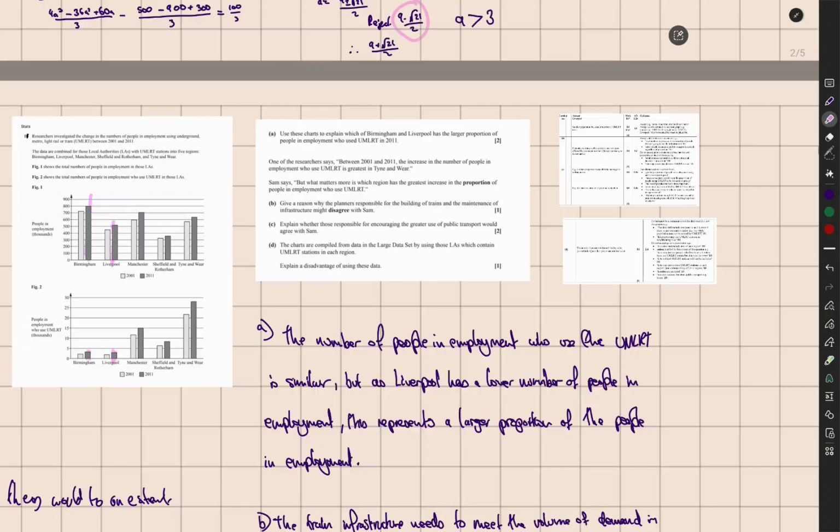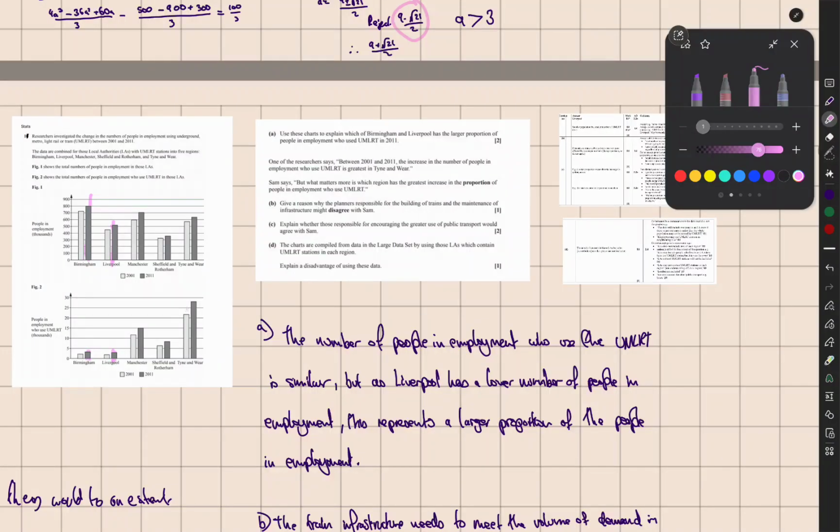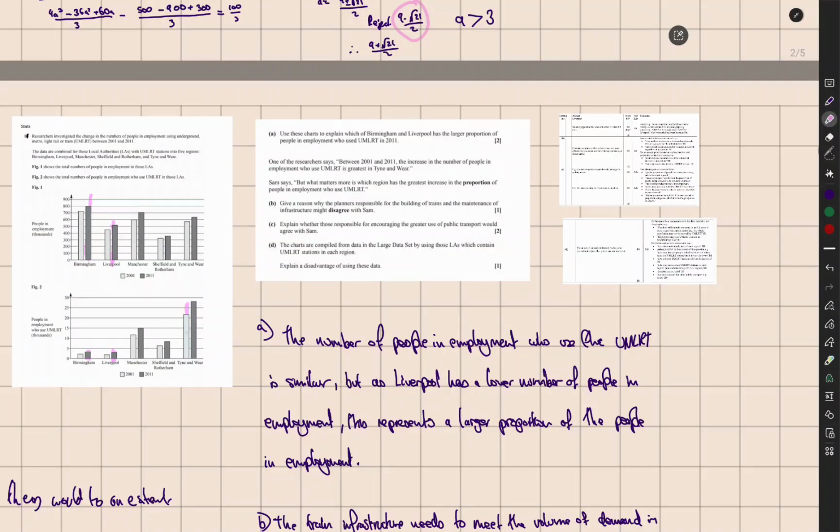Then Sam says, but what matters more is which region has the greatest increase in the proportion of people in employment who use the UMLRT. Looking at the diagram, you can see, yes, this is pretty much going to be the greatest increase. But Sam's saying actually it's the proportion, so comparing it to the populations.